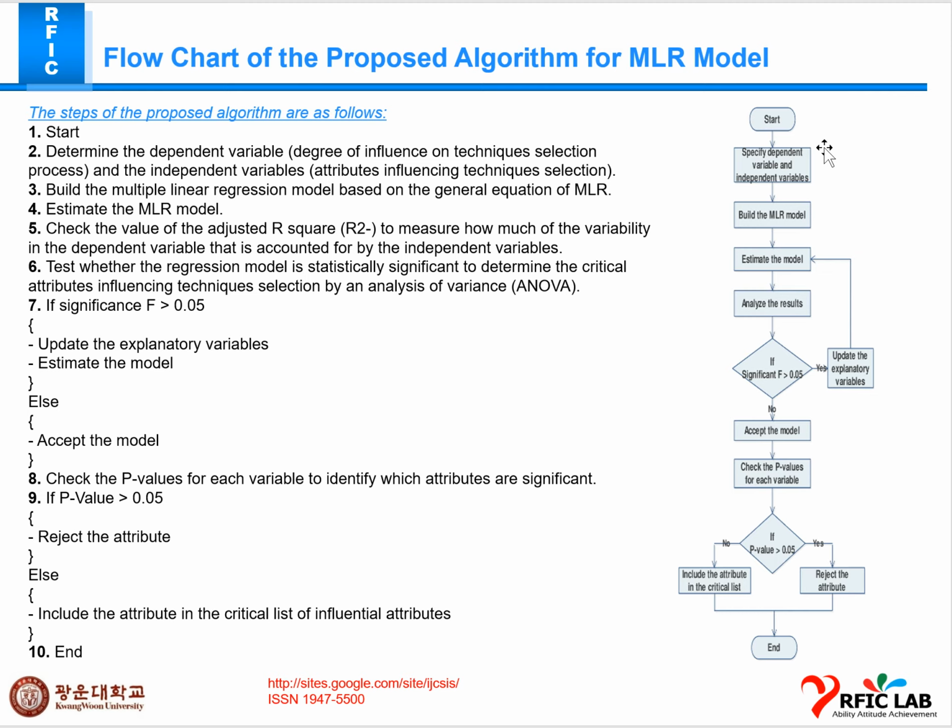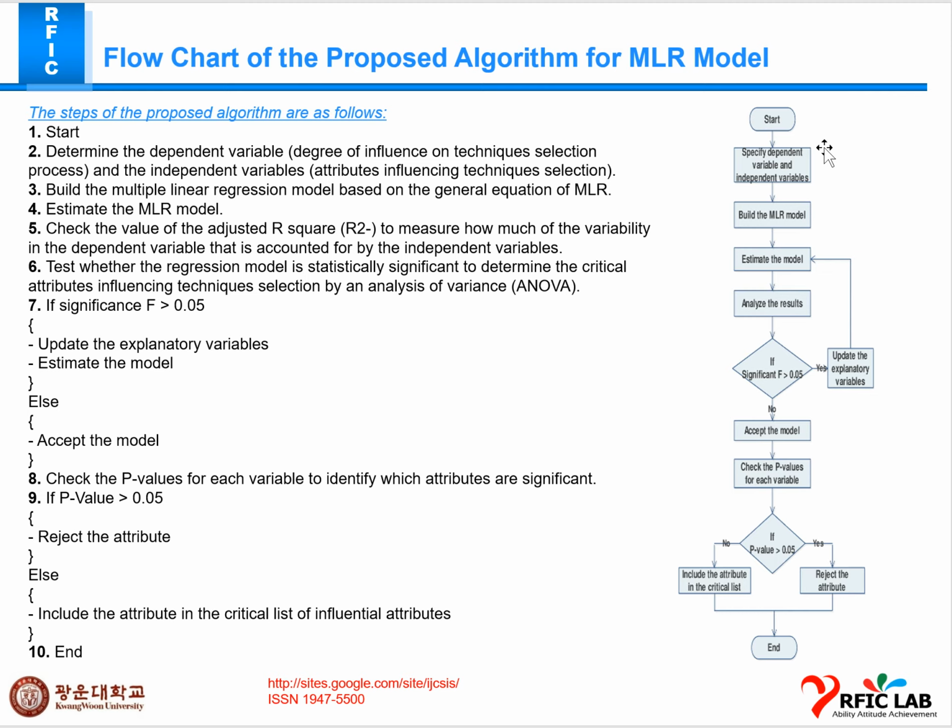The sixth step is to test whether the regression model is statistically significant, to determine the critical attributes influencing the results, and analyze the results of variation. Then it gives a value of significance F. If significance F is greater than 0.05, which is yes, it will update the explanatory variables. If it is less than the significance value, it will accept the model.